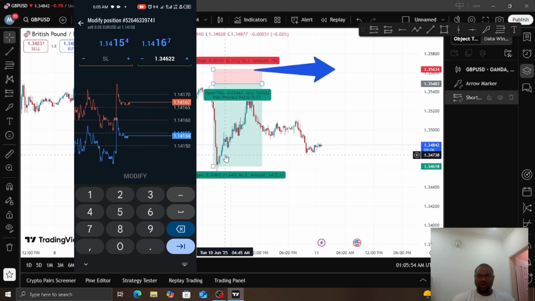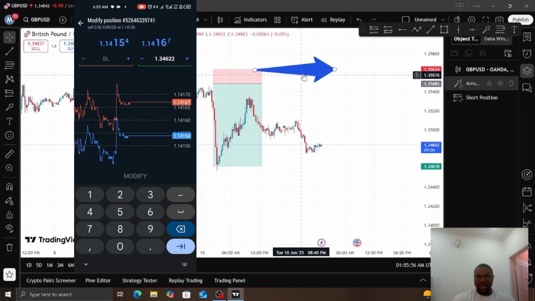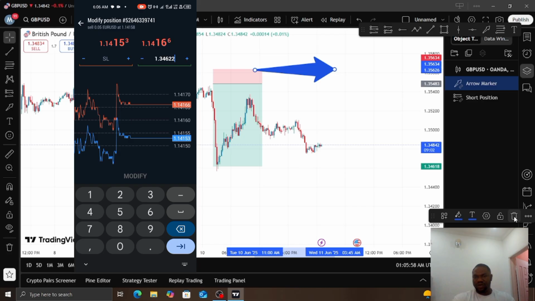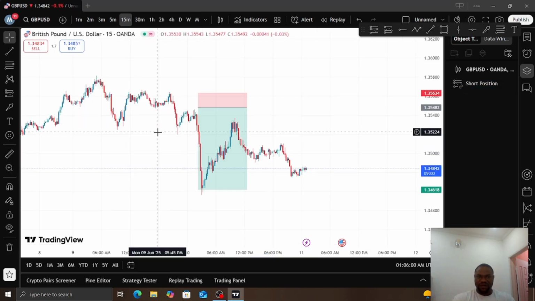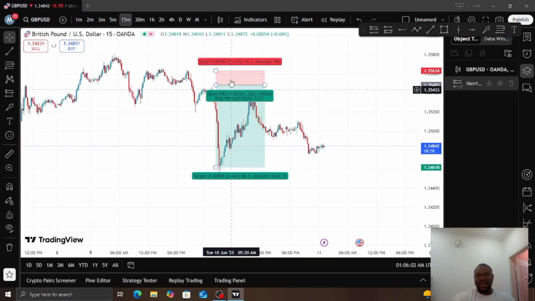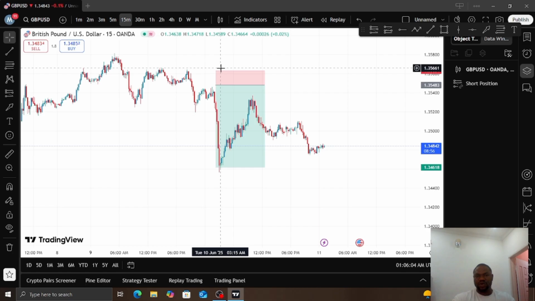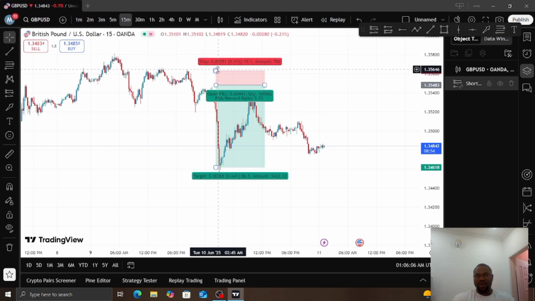But this is usually better when you place a buy limit or a sell limit, or a buy stop or a sell stop. That I'm going to take you on in a different tutorial.